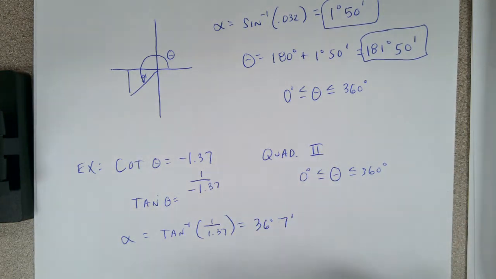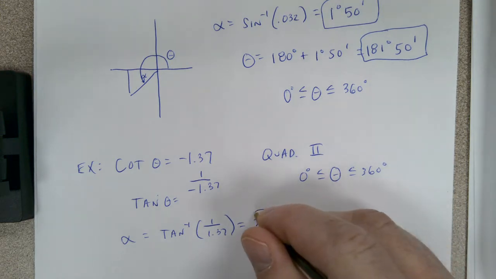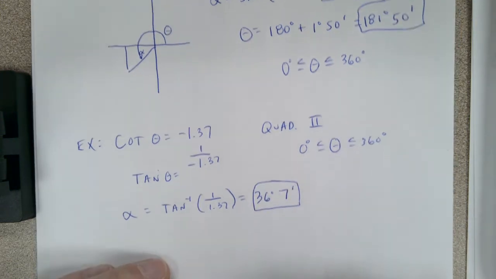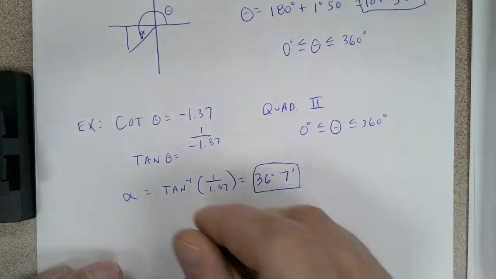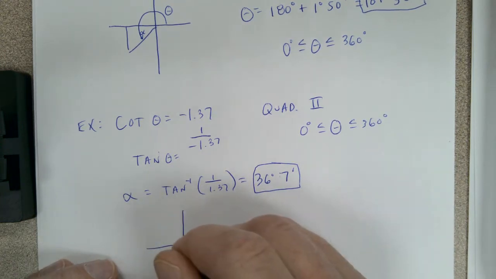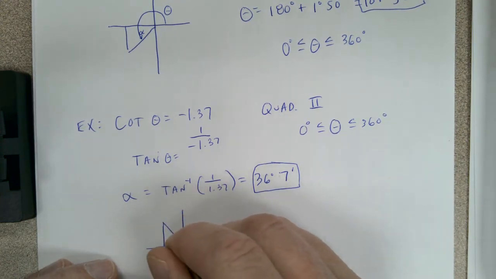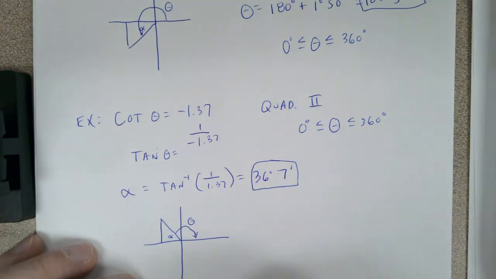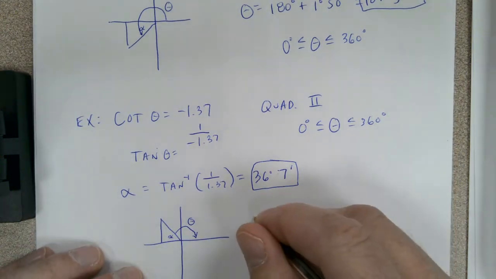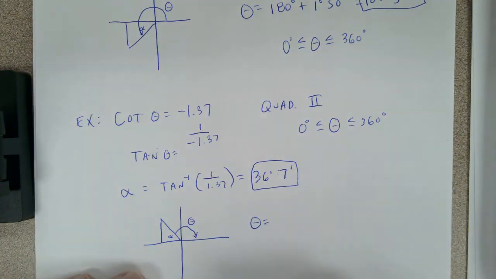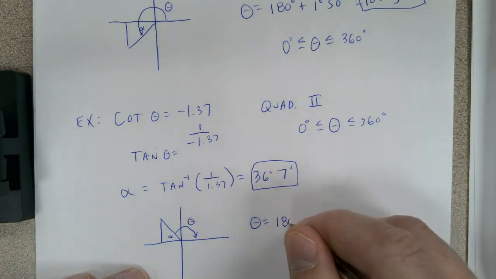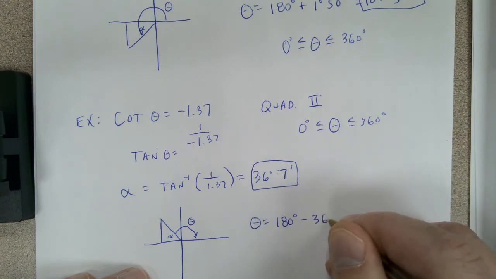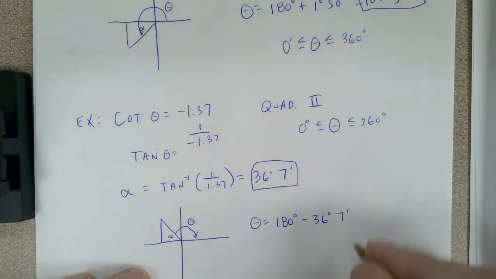is my alpha. Now remember, this one is in the second quadrant. So you may want to always draw a picture here, since we know we're in the second quadrant. Here's alpha and here's theta. So to find theta, we're going to take 180 degrees minus that 36 degrees, 7 minutes.